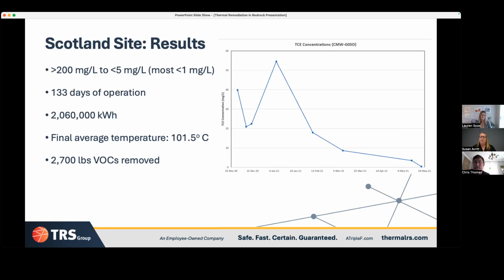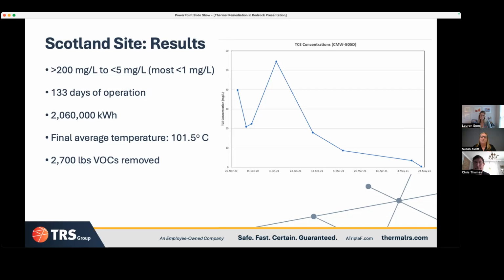I included this graph here to the right just to depict what happens during thermal remediation, specifically this sandstone remediation. First the concentrations in this well were around 40 milligrams per liter, but as we start heating and begin desorbing the mass out of the matrix, it becomes dissolved into the groundwater. Therefore, we see this peak of contamination in groundwater, which then goes away over time. So it can be alarming to see that, but that's exactly what's happening.